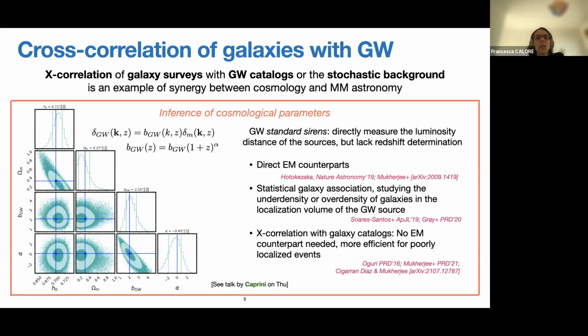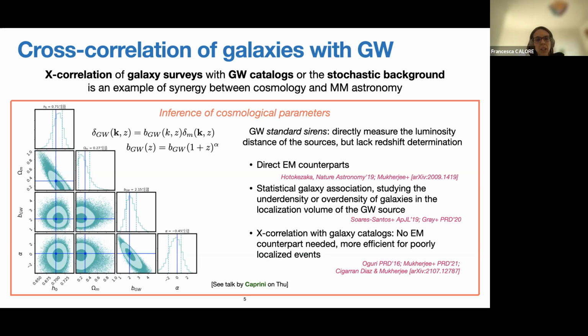So if we come then to the topic of my talk, this is really about cross-correlating galaxies with gravitational wave events. In this respect, this kind of technique is really an example of the synergy between cosmology and multi-messenger astronomy. The cross-correlation of large-scale structure with gravitational waves has been used in the past for three main broad applications, and I will review them in part.